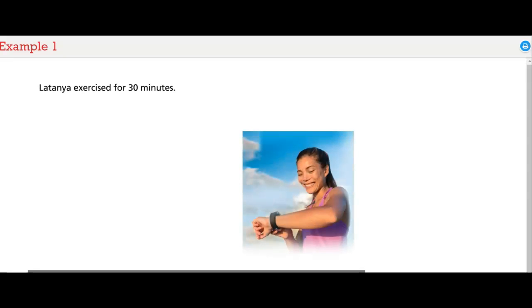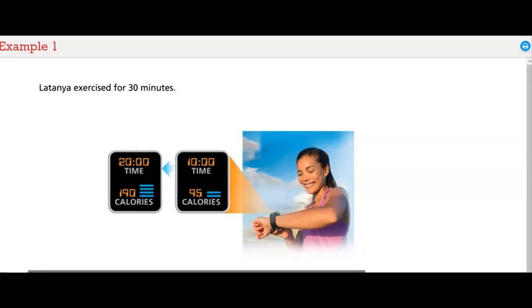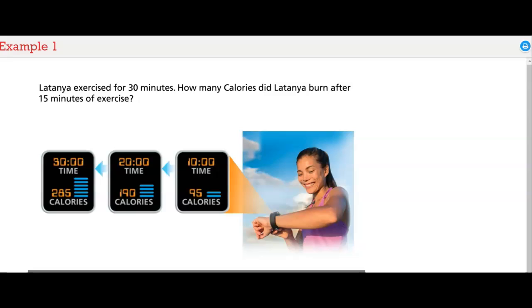This is LaTanya working out at the gym. She noted the calories burned at 3 times during her workout, after 10 minutes, 20 minutes, and 30 minutes. How can LaTanya use this information to find how many calories she burned after 15 minutes of exercise? What are some ways you can represent this situation?